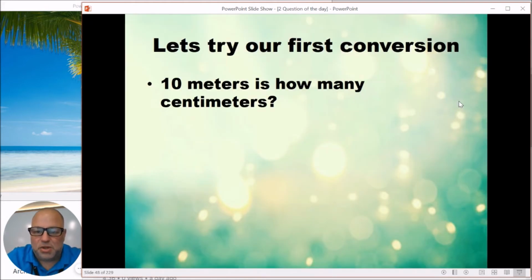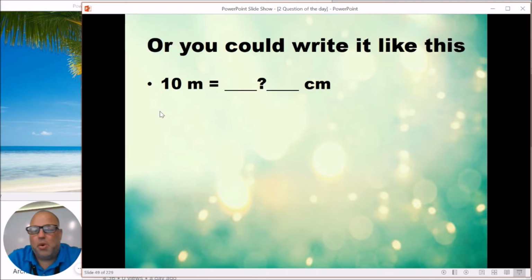So here's what you do need to know how to do for the quiz that we're going to have after this video. There's a really short little quiz for you. You're going to be asked to convert metric units, right? So they might ask you a question like 10 meters. Meters, 10 of them, is how many of the little tiny guys, the centimeters, those little tiny guys that we're measuring in class this week? So 10 meters is how many centimeters? Or you could write the shorthand way: 10 meters equals how many centimeters?